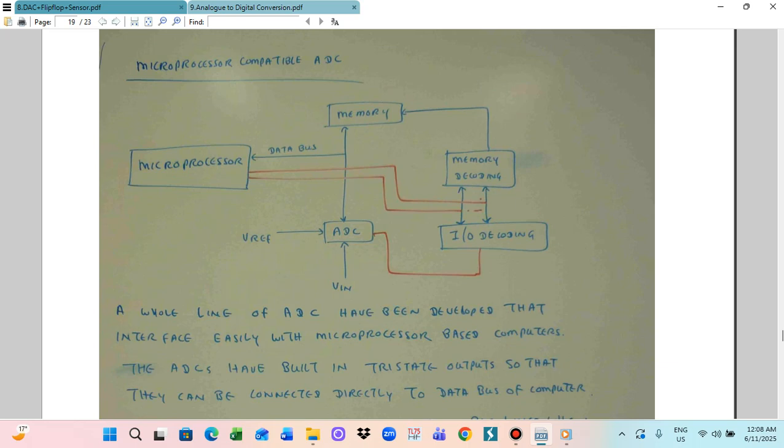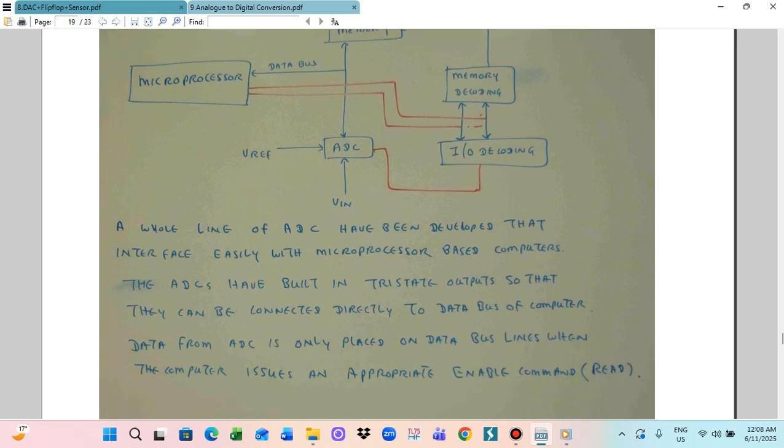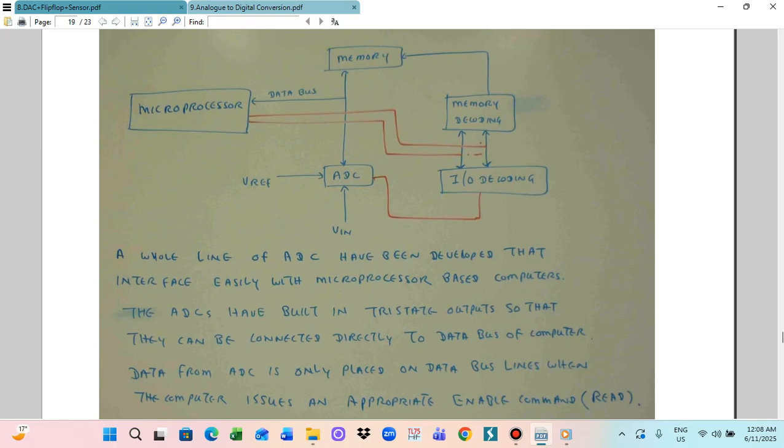These microprocessors are connected to the data bus. They are also connected to the input-output decoding circuit and memory circuit. These are the connections between the interfacing with the transducer, the analog-to-digital converter, and also the computer. So I give you this overview diagram. The data output is a digital output, and you can connect this digital data output to the computer.